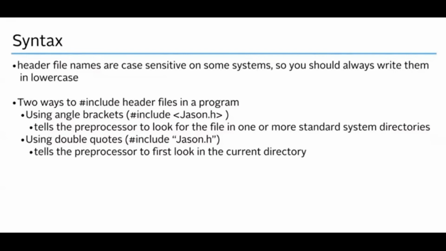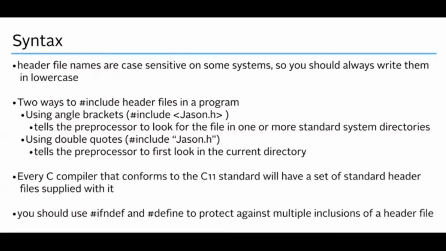Every C compiler that conforms to a C-level standard will have a set of standard header files supplied with it. These are just header files that represent libraries of C functionality that come with the language. When you do use the include directive, it is common practice to use the other preprocessor directives, if not defined and define, so that you don't include the file more than once. This is for efficiency.